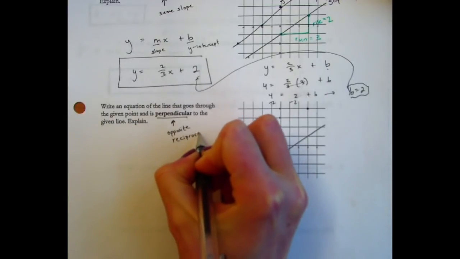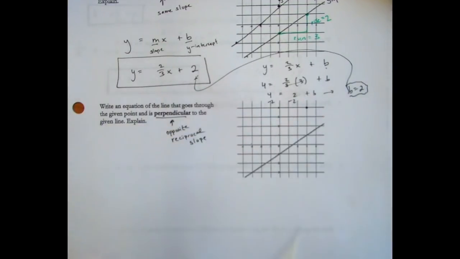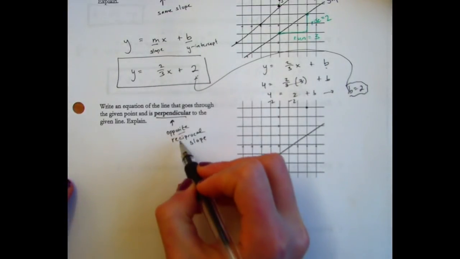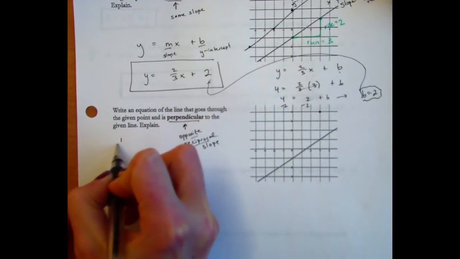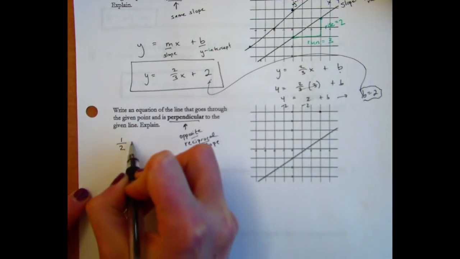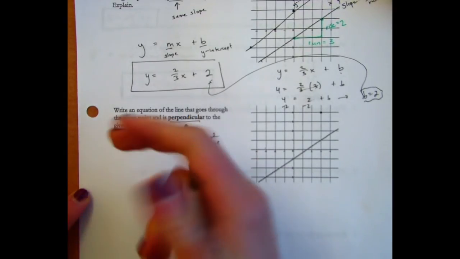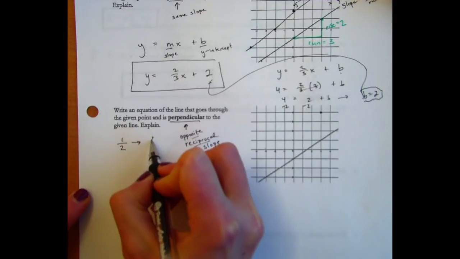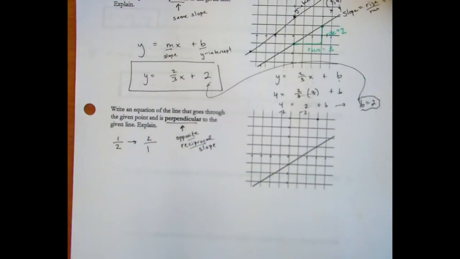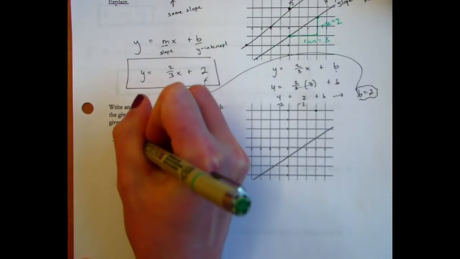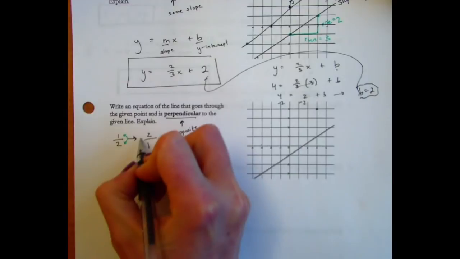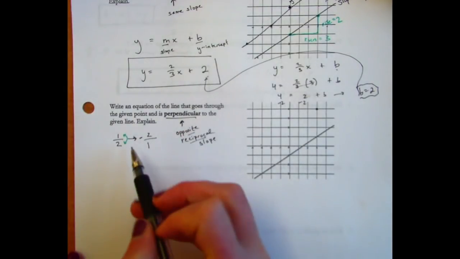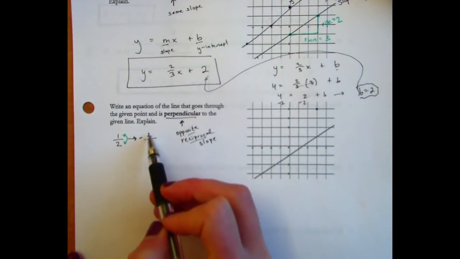So a quick reminder of opposite reciprocal. What that means, for example, if I were to give you 1 over 2, the opposite reciprocal means the numerator and the denominator flip places. So it becomes 2 over 1. So what's happening is the numerator and the denominator flip places, and then it also takes on a negative value. So the opposite reciprocal of 1/2 would be negative 2 over 1, and we could also just write that as negative 2.